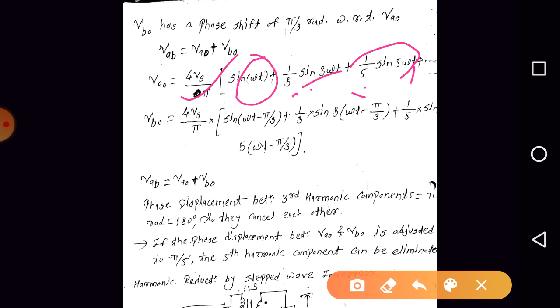Similarly, what is VB0? VB0 is 4Vs by pi, and as the phase displacement between the two is theta, suppose we keep theta equal to pi by 3, then it will be sine of pi by 3 minus theta.